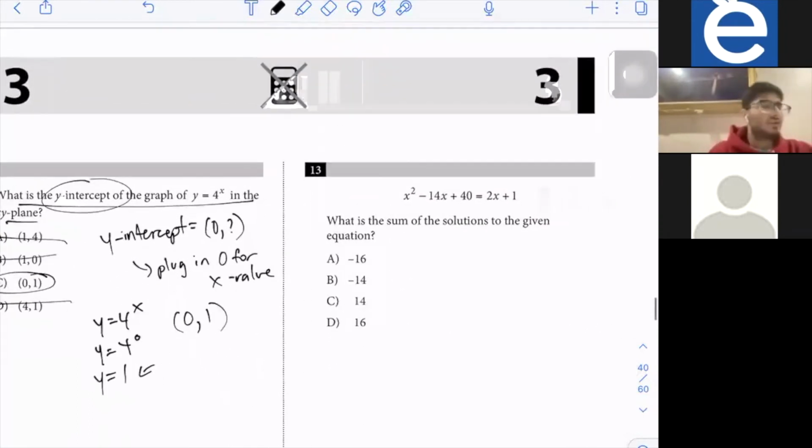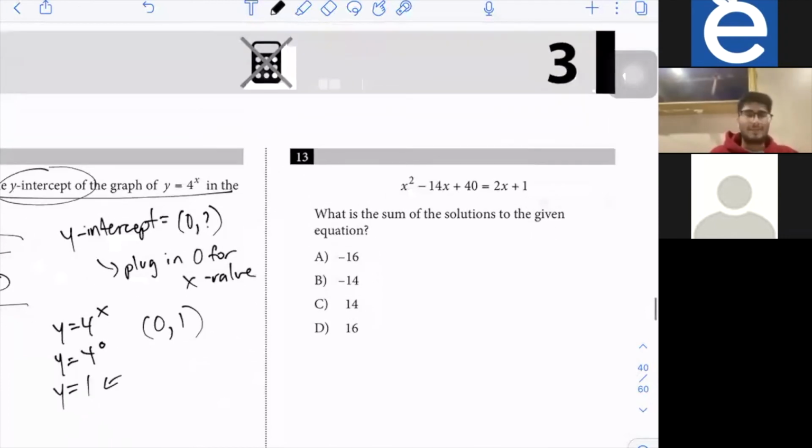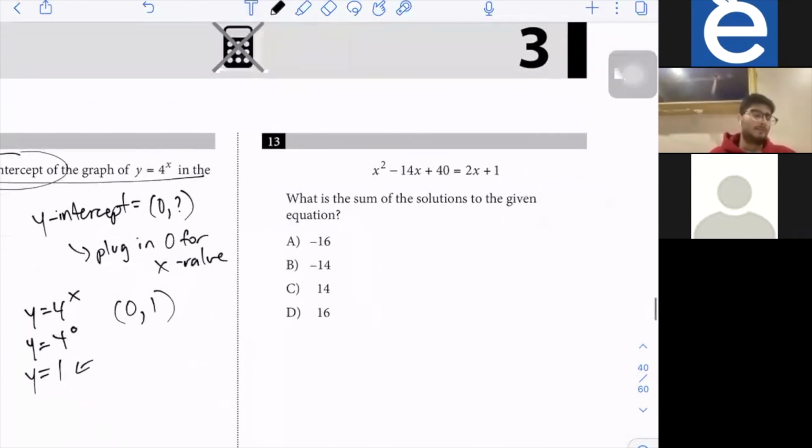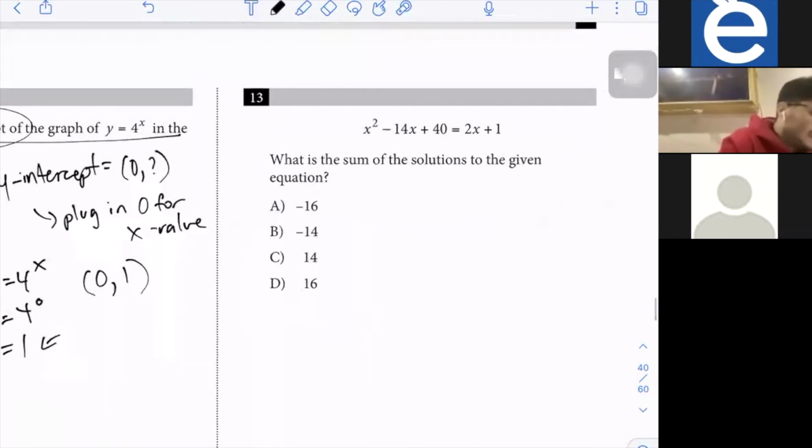So some of these questions are very direct. You just have to know your concepts and master your algebra and your lines, and then you'll be good for the SAT.